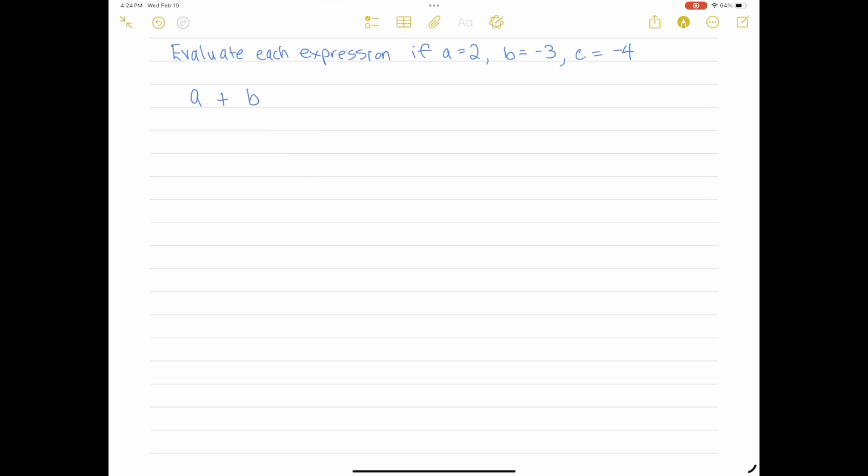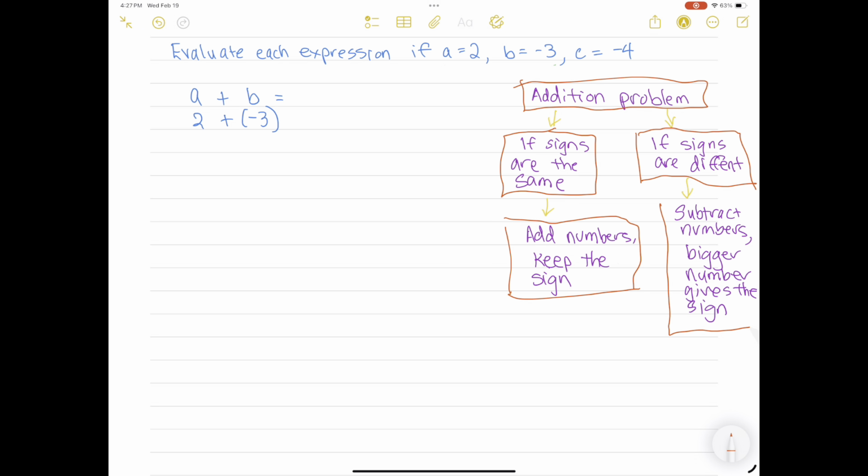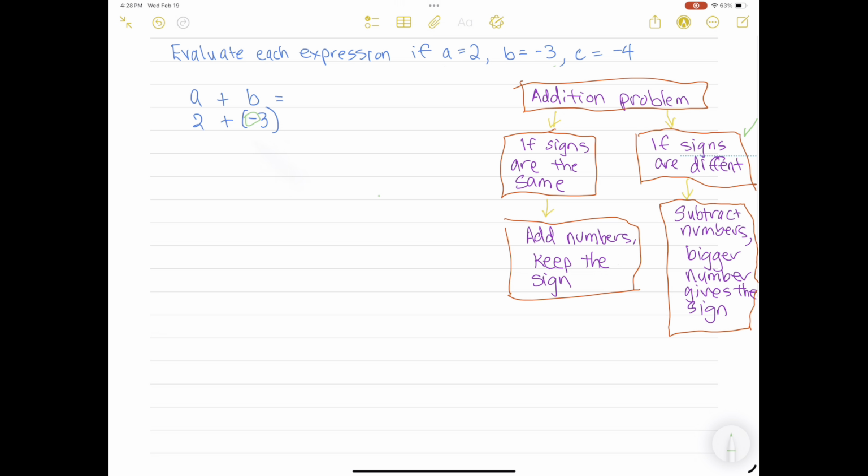Evaluate each expression if a equals 2, b equals -3, and c equals -4. So for the equation a plus b, we just plug and chug. We will substitute 2 for a and -3 for b, which gives us 2 plus -3. Now I will repost the decision tree on how to add positive and negative integers on the side for a reminder. 2 plus -3, the signs are different, so we treat this as a subtraction problem.